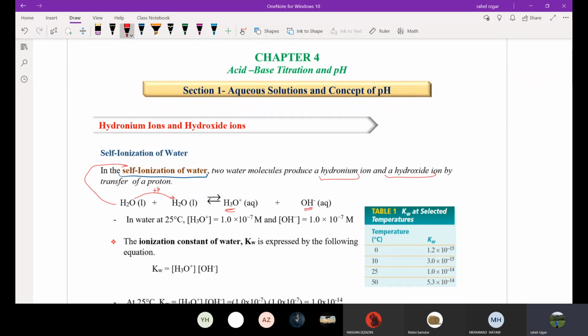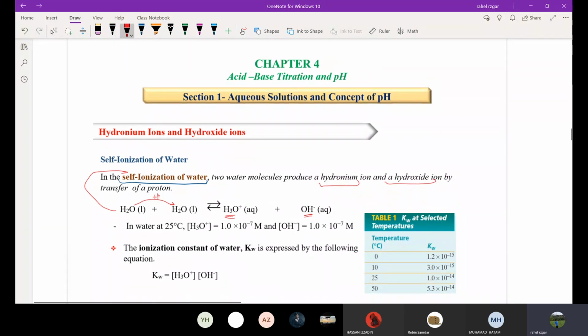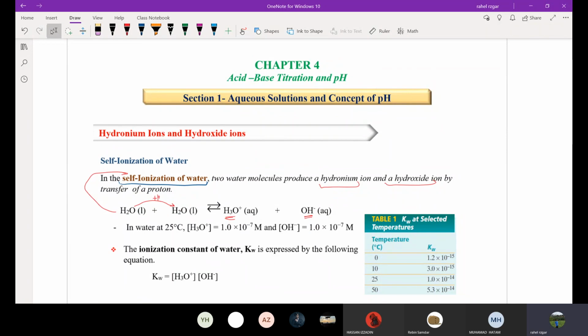And when they found out about these ions, H3O and OH, which conduct electricity, they wanted to find the concentration, how much H3O and OH is produced. As we said, it's very little, because the ionization is very, very weak. At 25 Celsius, the concentration of H3O in that water would be around 10 to the power minus 7. OH will be the same thing, 10 to the power minus 7.